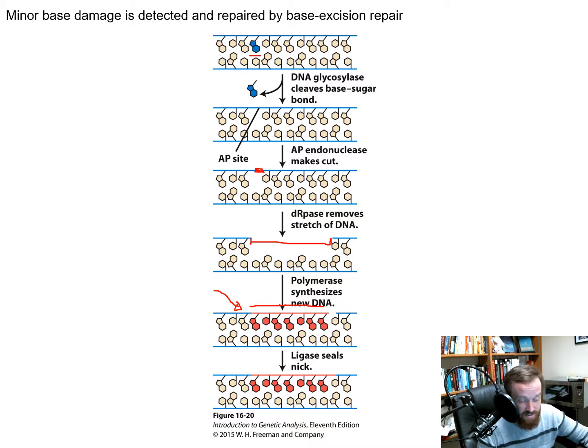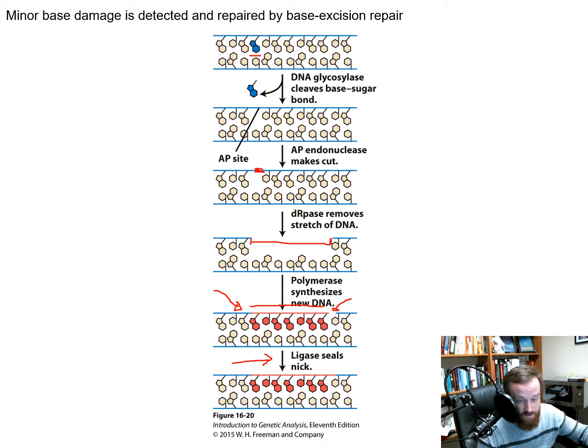And then finally, remember, just like in the replication component of this chapter, we end with this synthesis part with a nick in the DNA still. Remember, the polymerase can't fill in all the way on those lagging strands for DNA replication. Similarly here with base-excision repair, it can't fill in that sugar backbone. So that's the role of ligase once again.